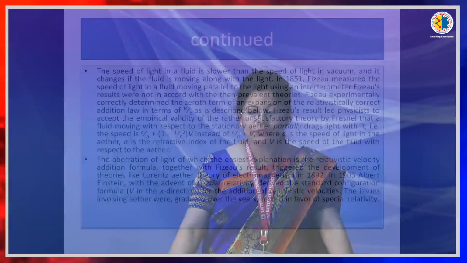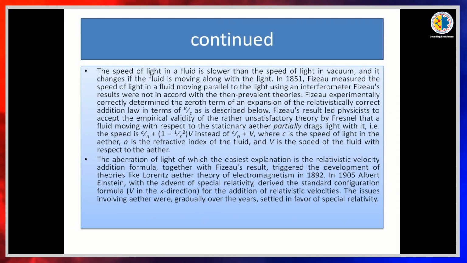The aberration of light, of which the easiest explanation is the relativistic velocity addition formula, together with Fizeau's result, triggered the development of theories, with the Lorentz ether theory of electromagnetism in 1892. In 1905, Albert Einstein, with the advent of special relativity, derived the standard configuration formula for the addition of relativistic velocities. The issues involving ether were gradually over the years settled in favor of special relativity. So, this is a brief description of the Einstein velocity addition theorem.